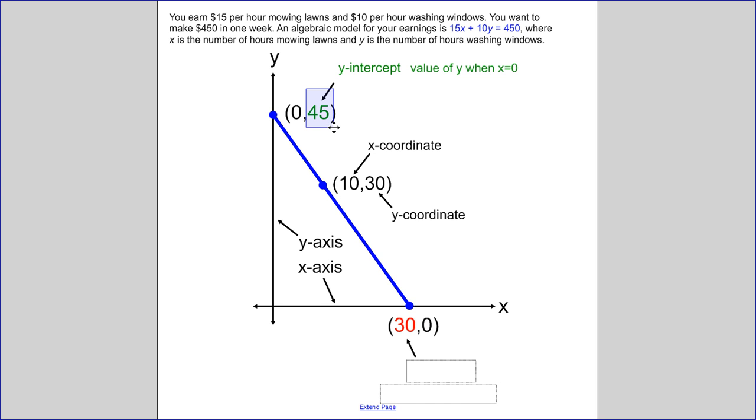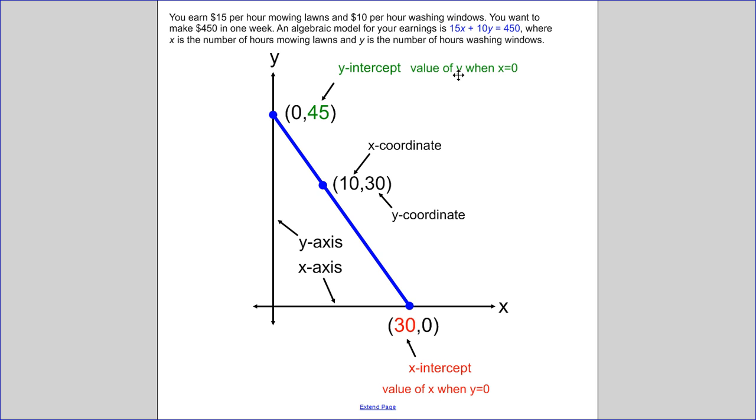So if this special y-coordinate is called the y-intercept, then what do you suppose this special x-coordinate is called? Of course, it's called the x-intercept. And if the y-intercept is the value of y when x equals 0, the x-intercept is the x-coordinate, or the value of x, when y equals 0.